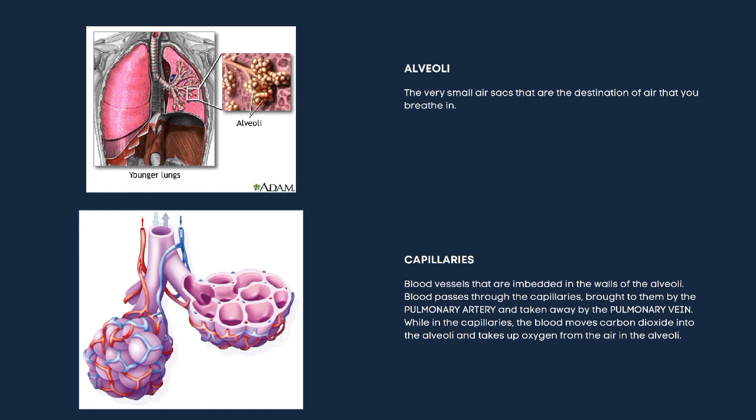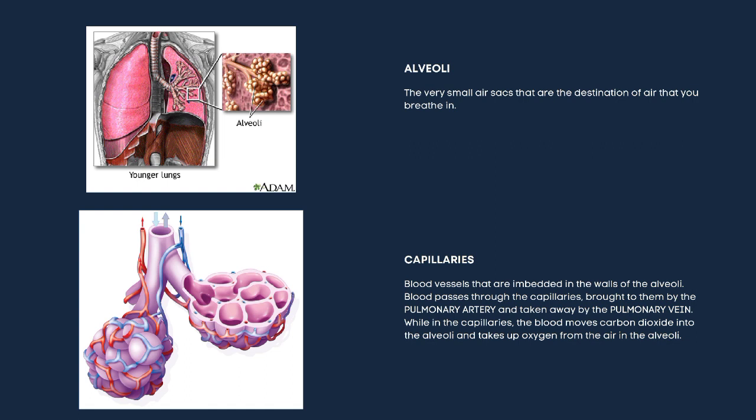Next, we have capillaries, blood vessels that are embedded in the walls of the alveoli. Blood passes through the capillaries, brought to them by the pulmonary artery and taken away by the pulmonary vein. While in the capillaries, the blood moves carbon dioxide into the alveoli and takes up oxygen from the air in the alveoli. So here, the oxygen you breathe in diffuses through the alveoli and the capillaries into blood. The carbon dioxide you breathe out is diffused from capillaries to the alveoli, up the bronchial tree, and out of your mouth or your nose.